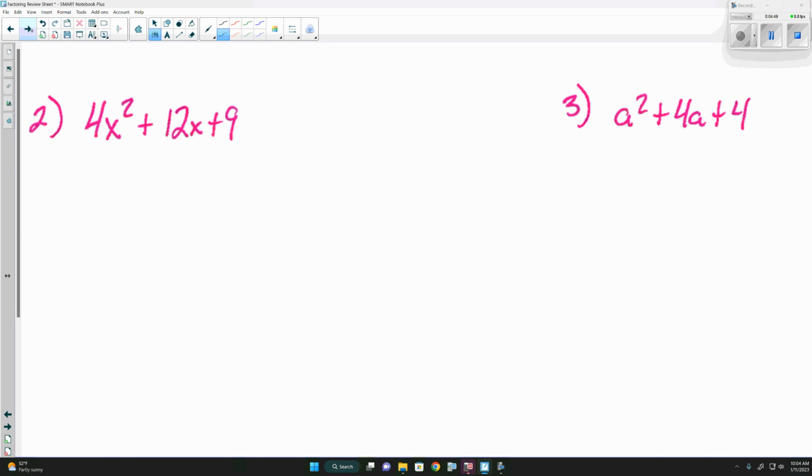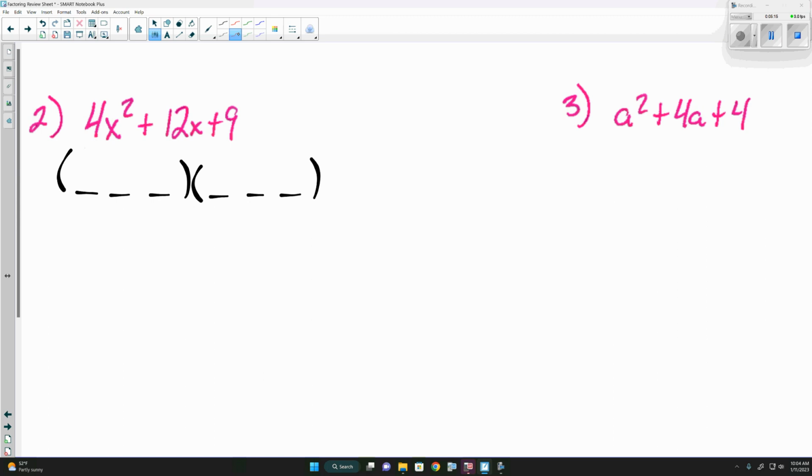Okay. 4x squared plus 12x plus 9. Is there a greatest common factor between these 3 terms? No. Because if we look at it, all 3 terms do not have a variable. 4, 12, and 9 do not have a number that will go into all three. So there's no greatest common factor.